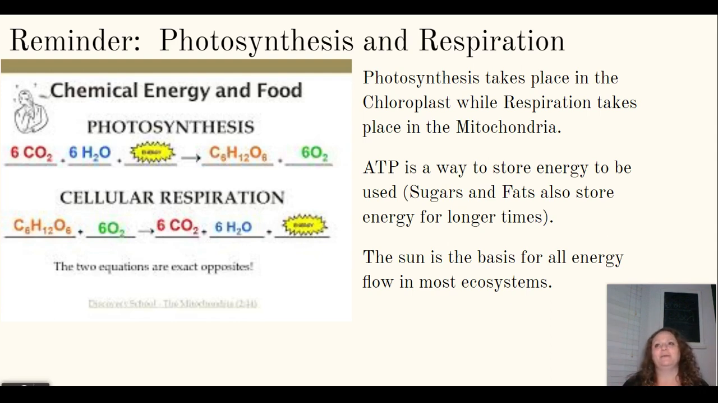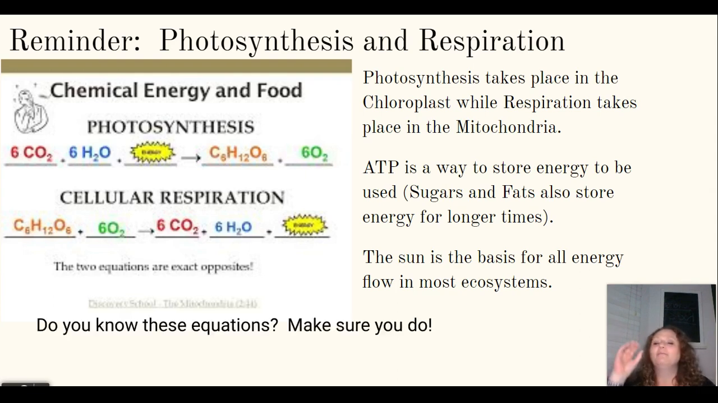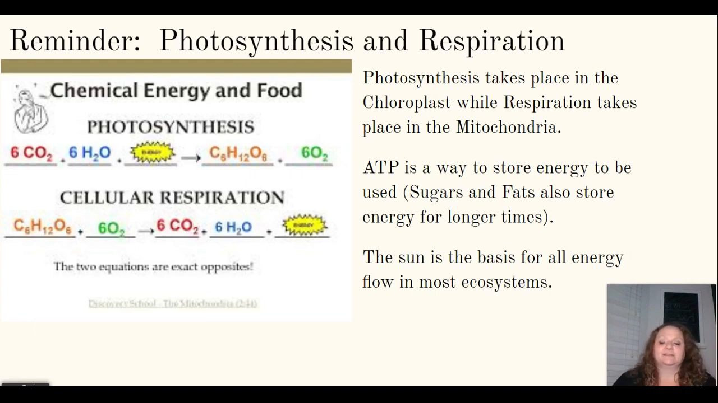Sun is going to be the start for energy in almost every ecosystem. Some ecosystems, of course, like those chemoautotrophs, have chemical reactions as the basis. But most of the time, the sun is the basis of energy flow in ecosystems.